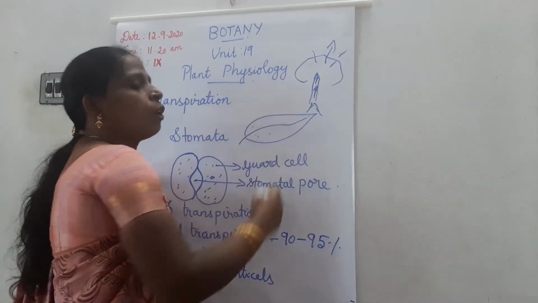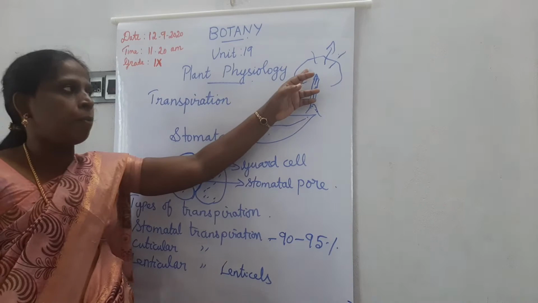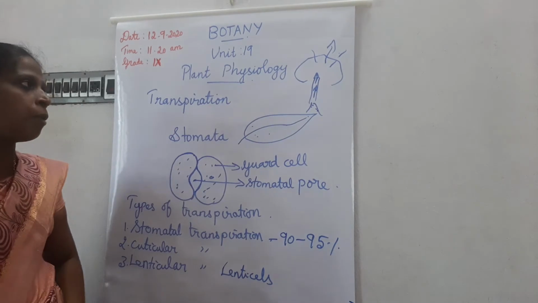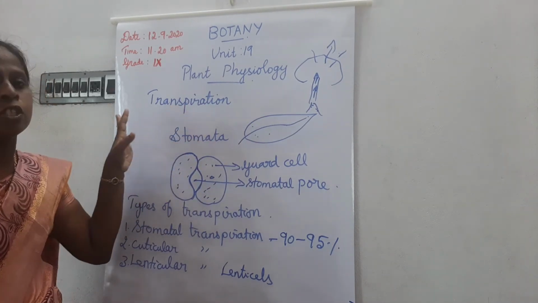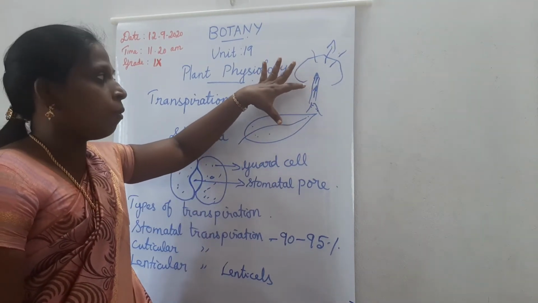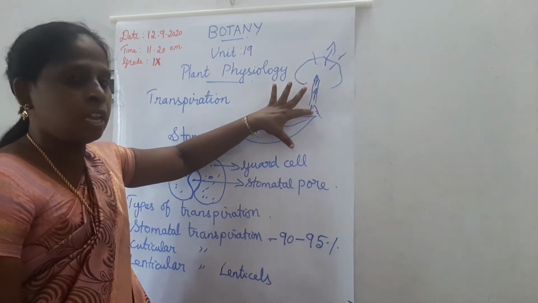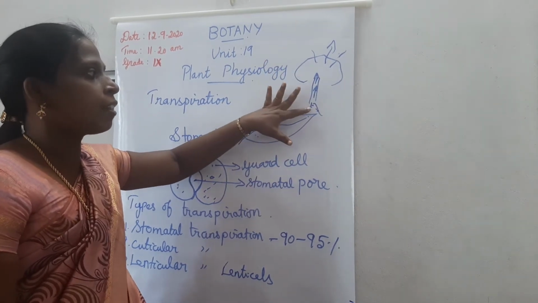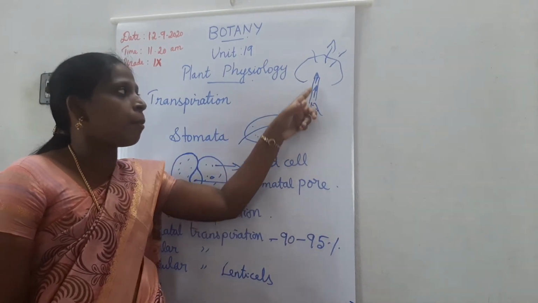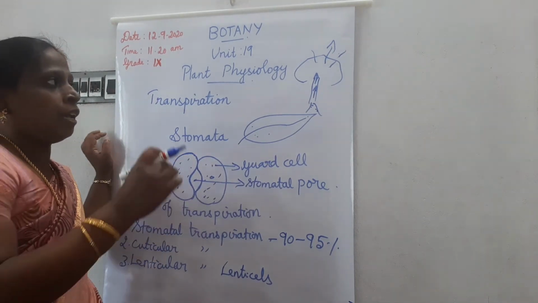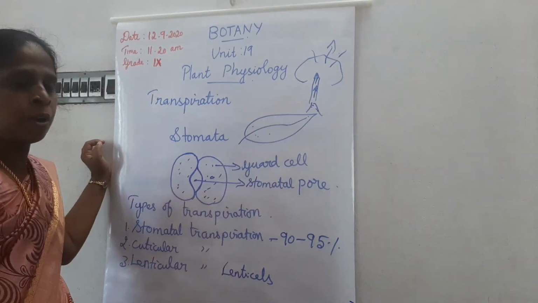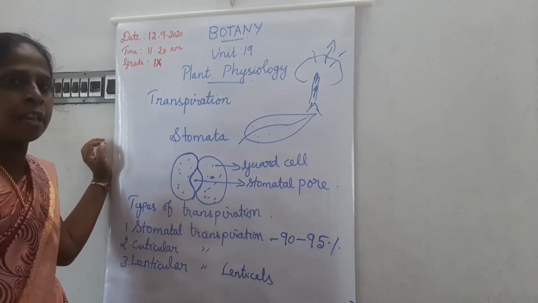Fourth one is it can regulate the temperature of the plant body. These are the 4 important points of transpiration. What are the importance of transpiration? First, it creates the pulling force in the stem as well as the root. Second, it creates the absorption force in the root. Third, it regulates the temperature of the plant body, and due to transpiration there is a continuous flow of minerals to the plant body. These are the importance of transpiration.